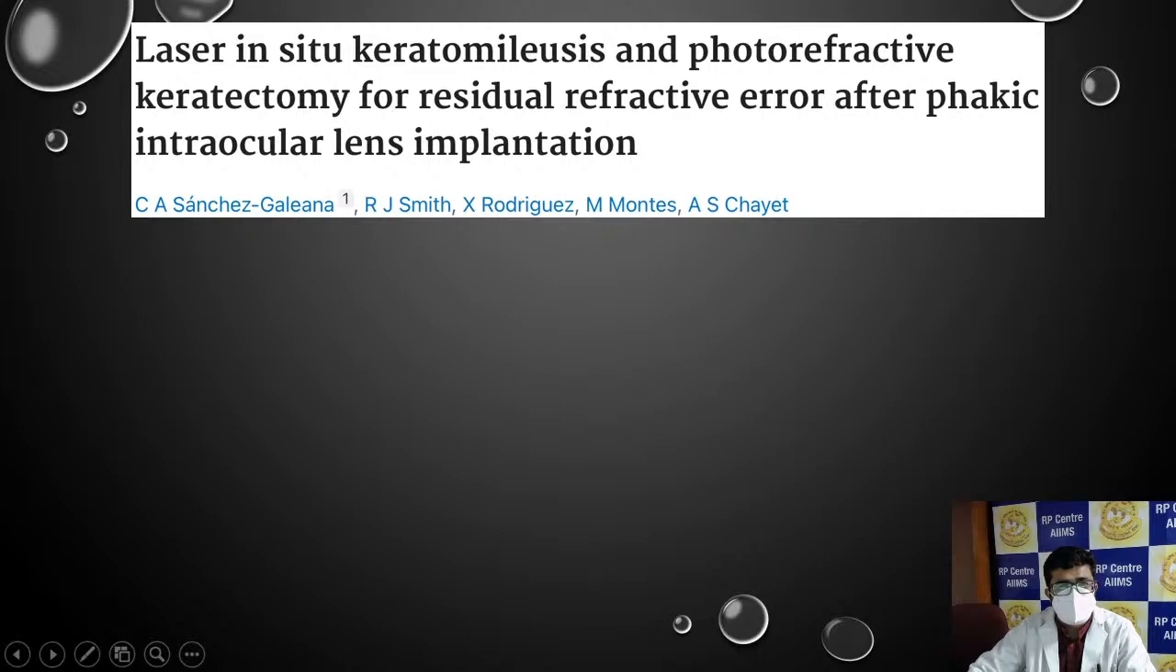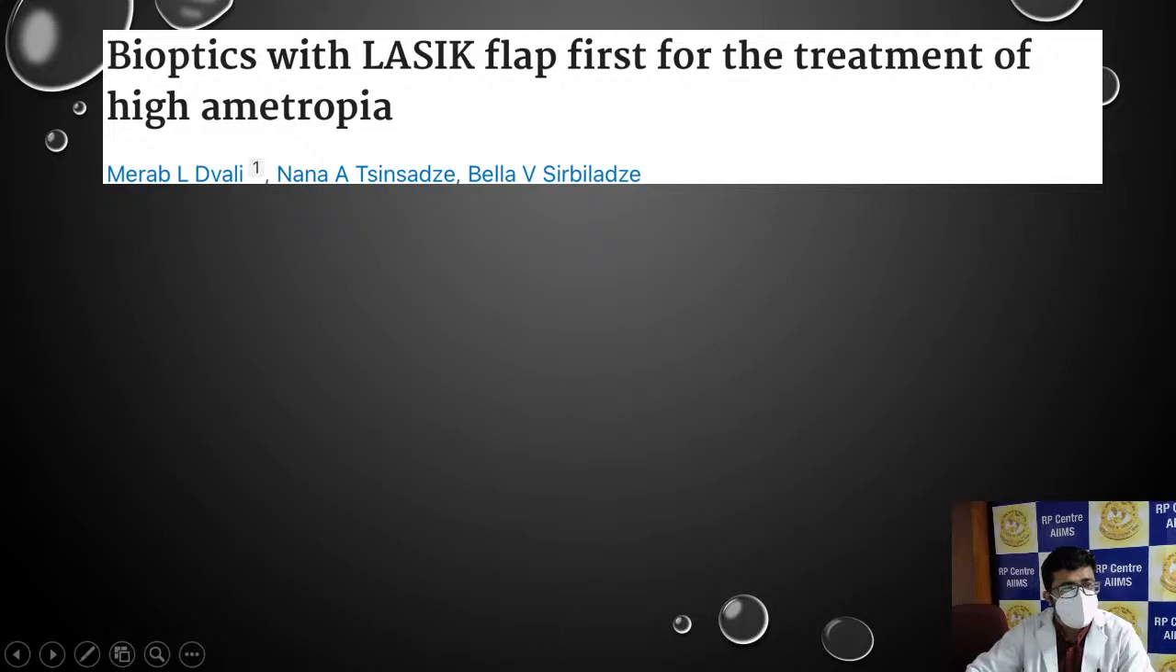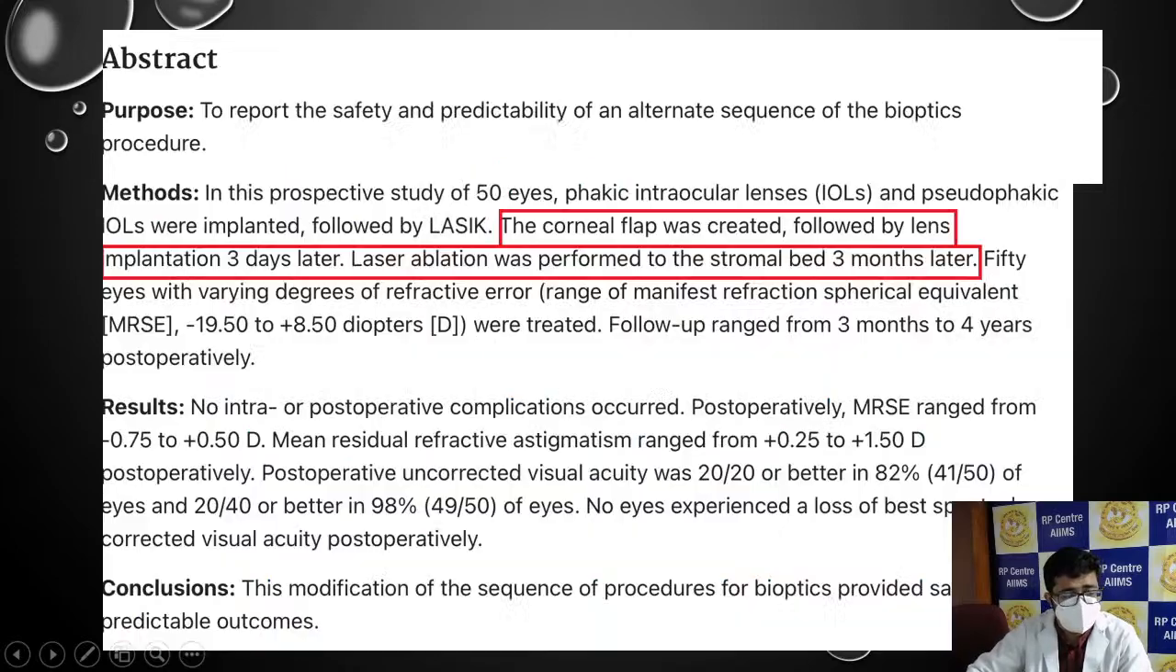And again, LASIK and PRK can both be used for a residual refractive error after phakic IOL implant. Both can be equally efficacious. However, regression was seen more with PRK. And bioptics with LASIK flap first for the treatment of high ametropia has also been described, where you create a corneal flap followed by IOL implantation 3 days later. Once you place the flap back, you wait for 3 months, and later on you lift the flap and do the ablation of the residual refractive error.